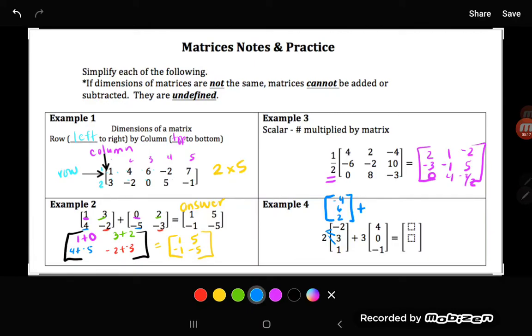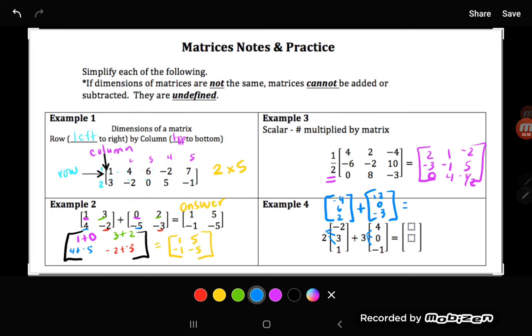Then in my second matrix, I'm going to distribute that 3, or multiply the 3 by all 3 of these terms. So 3 times 4 is 12. 3 times 0 is 0. And 3 times negative 1 is a negative 3. So I have 12, 0, and a negative 3 here.